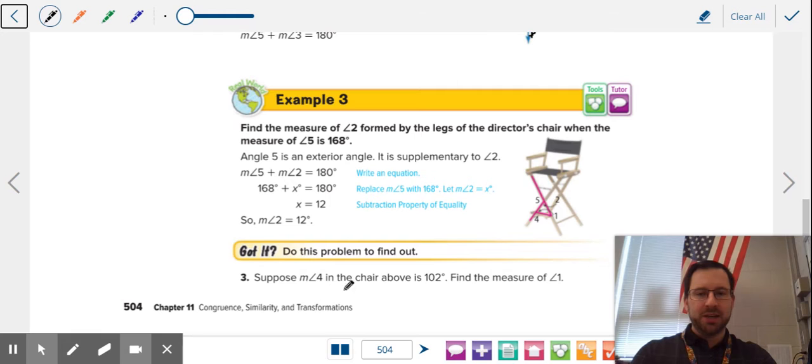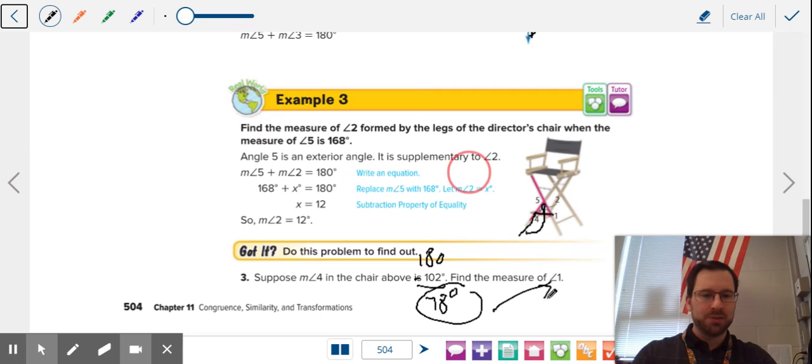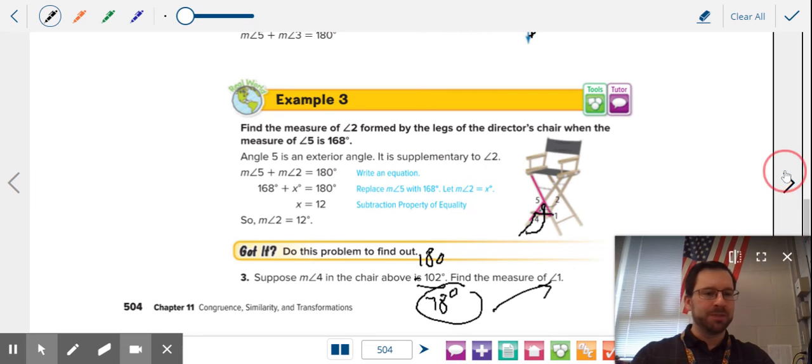Looking at this triangle, angle 4 is 102. So that's this angle here. What's angle 1? Angle 1 is adjacent to angle 4. Together, they're supplementary. So what we're going to do is 180 minus 102 and get 78 degrees for angle 1. Okay? Easy way to figure it out without measuring.